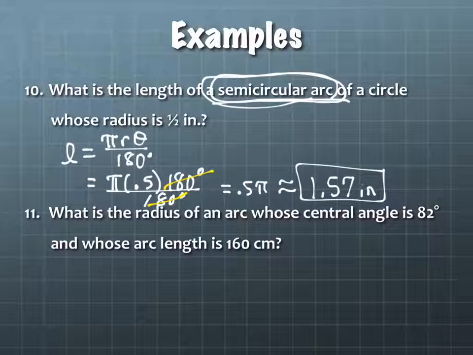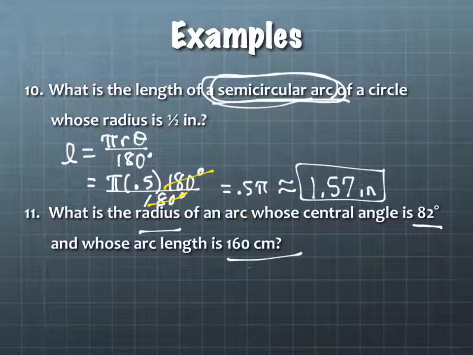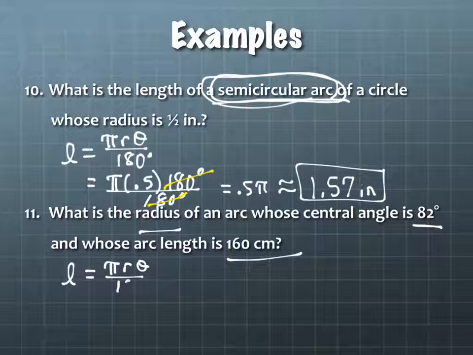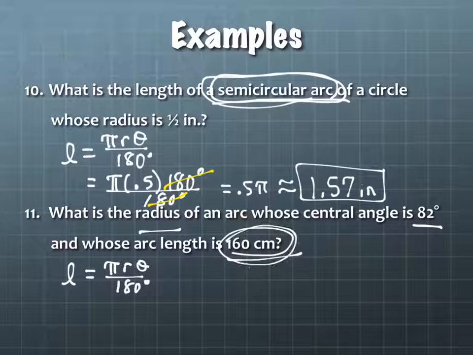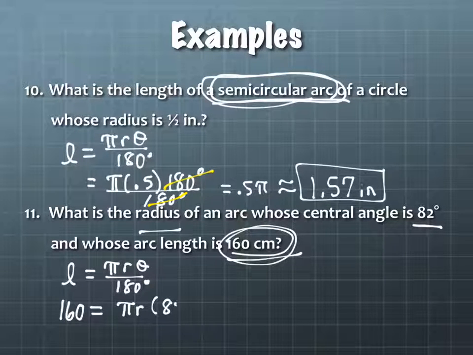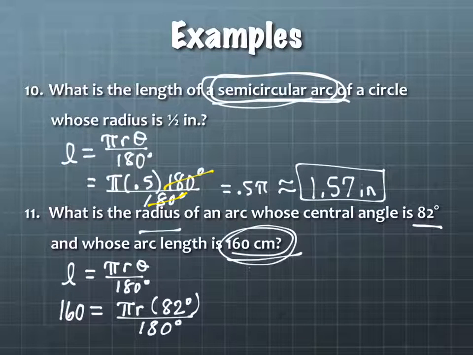And then our last one asks us to find the radius when the arc is 82 and the length is 160. So we've got the same formula, pi r theta over 180. This one actually gives us the length to be 160. We have pi. Radius is what we're looking for. The angle measure theta is the 82 degrees. And we have our 180. You can do this one of two ways. You can find what is pi times 82 divided by 180 on the right and find that decimal approximation. In fact, that's probably the most straightforward way, so let's do that.